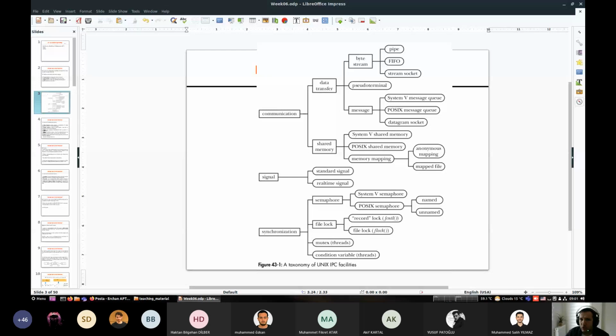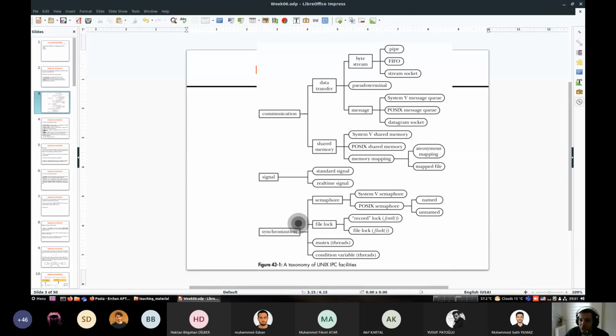So for communication, we have shared memory systems: anonymous mapping, file mapping, memory mapping, shared memory, System 5 shared memory, POSIX shared memory. For data transfer, we have message systems, byte streams, pipes, FIFOs, sockets, pseudo terminals. We of course have the signals for synchronization, standard signals, real-time signals. We didn't see that distinction. It's beyond the scope of this course.